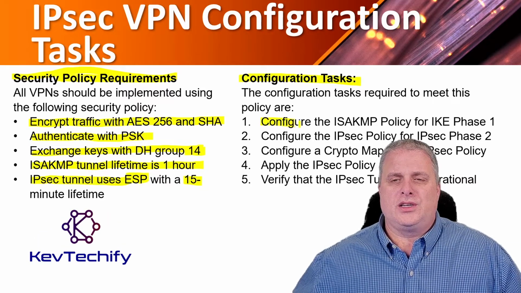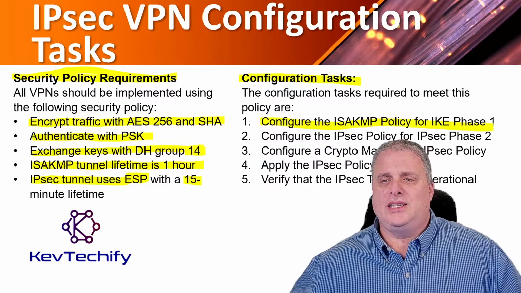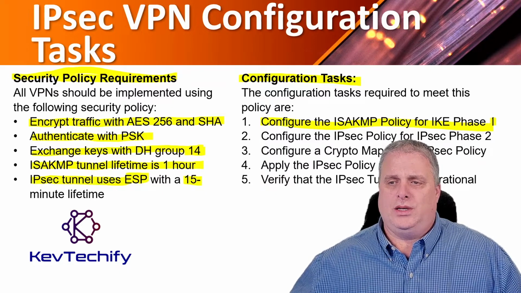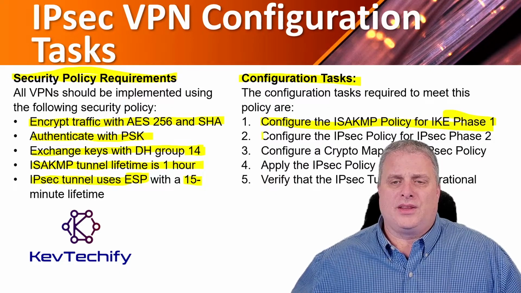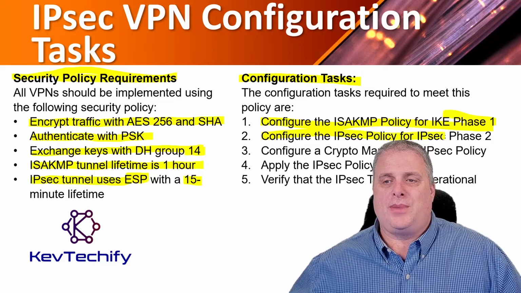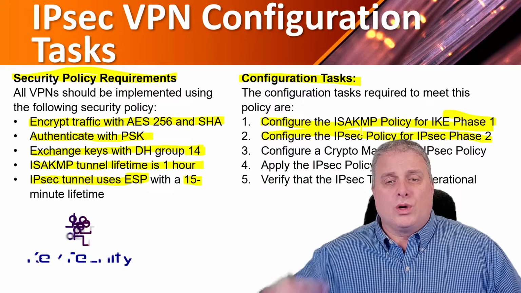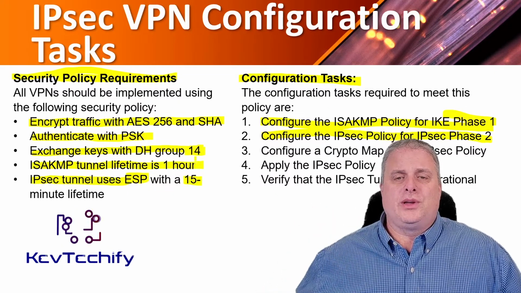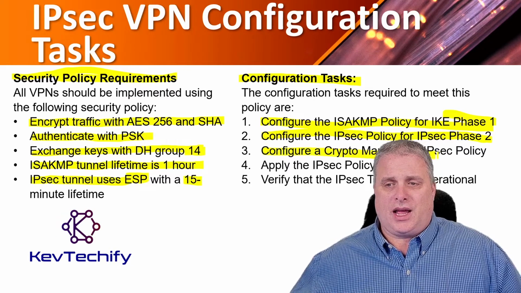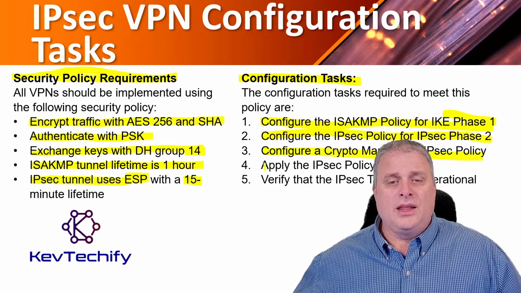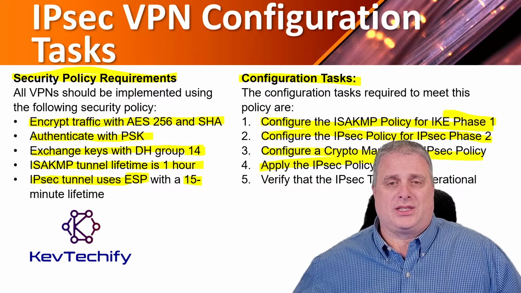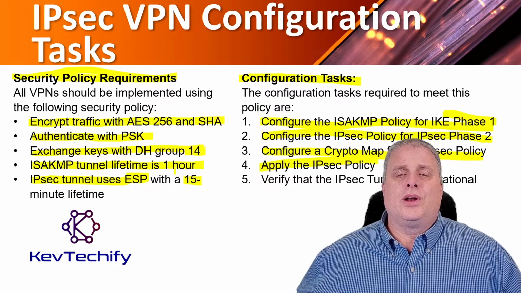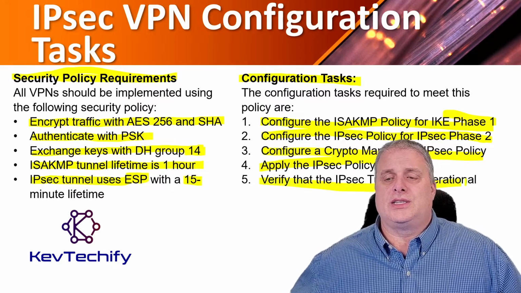In order to meet these security policy requirements, these are the configuration tasks we're going to have to do. The first one is to configure the ISAKMP policy for IKE Phase 1. Then we're going to have to configure the IPsec policy for IPsec Phase 2. Once we have those done, we set up our crypto map for the IPsec policy. Then we apply that IPsec policy. And once we have that applied, we're going to verify that our tunnel is operational.